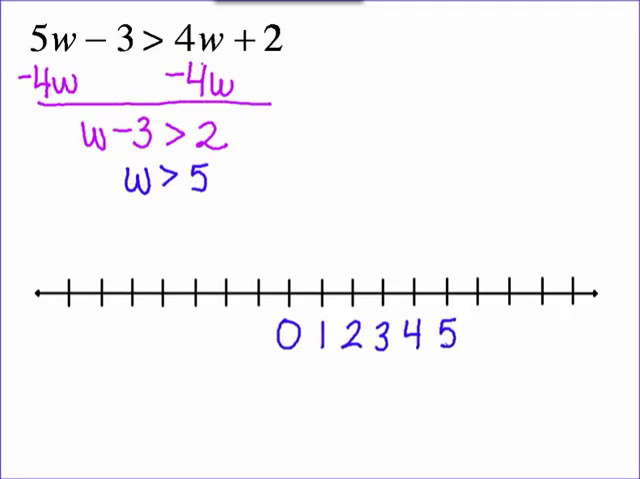What type of circle on 5? Open. Shade which way? To the right. Now, just a little review. How can I tell which one is less than and which one is greater than? Less than always points to the left. Less than points to the left. This one points to the right, therefore it's got to be greater than. Okay? Less than always points to the left.